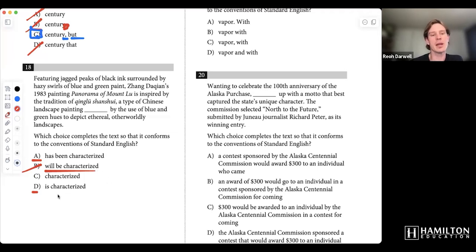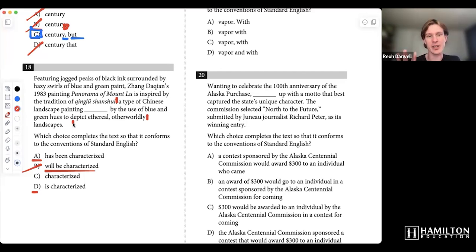So D and A are not wrong because of their timing. It's not because of the timing of their tense. Rather, it is because they suggest, both of them, that from "a type" to "landscapes" is an independent clause. That's what A and D suggest. But from "a type of Chinese landscape" to "landscapes" is not an independent clause. It is a dependent clause, right? It's explaining what comes before. We can thus only connect it with a comma.